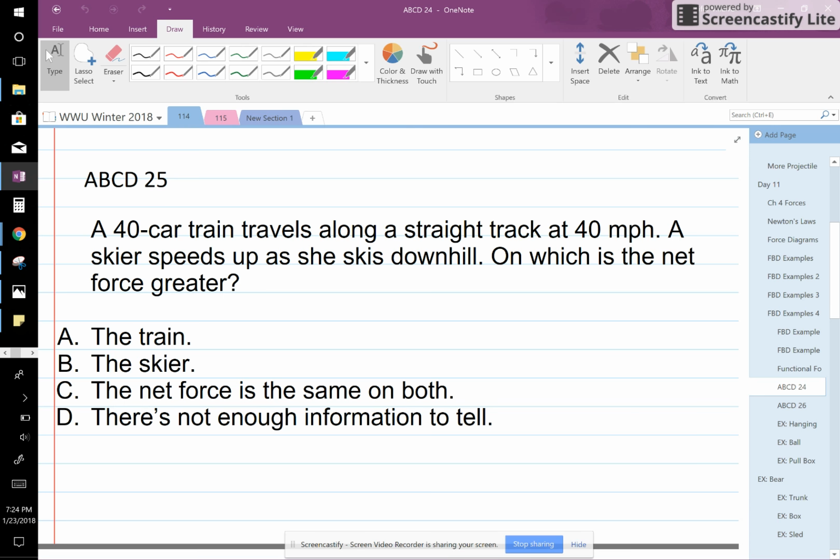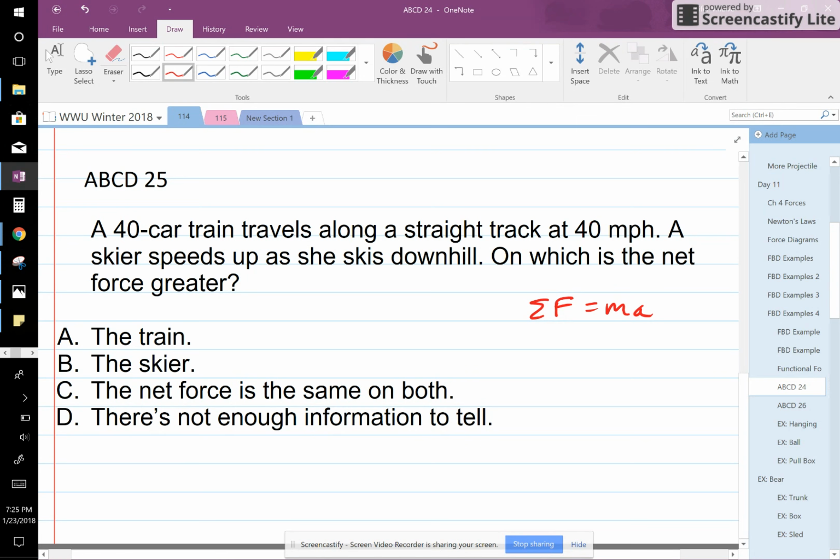A train car traveling on a straight track at 40 miles per hour. A skier speeds up as she skis downhill, which has a greater net force? So this one really just comes back to Newton's second law, which says that the net force, or the sum of the forces, is equal to mass times acceleration. And then you're really asking yourself, between these two situations, which one has a greater acceleration?